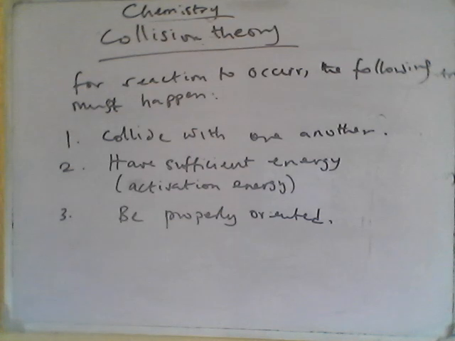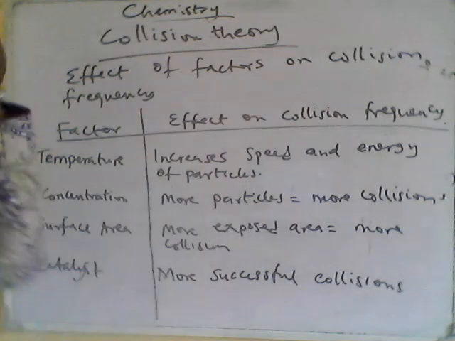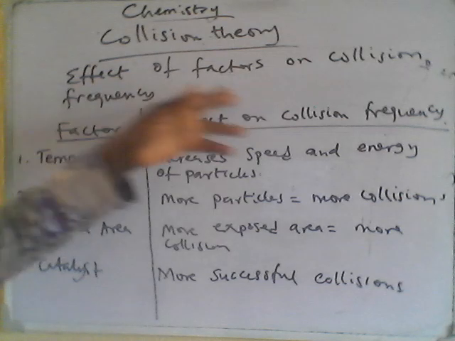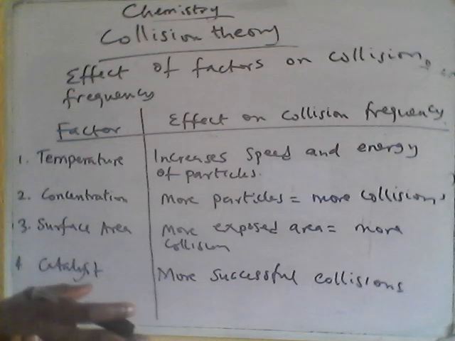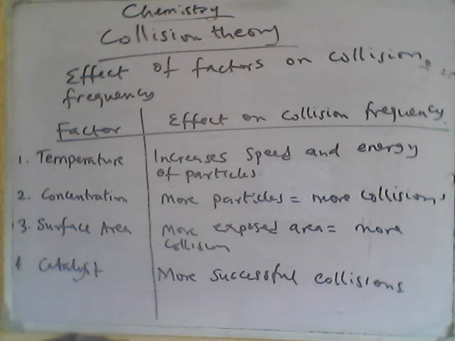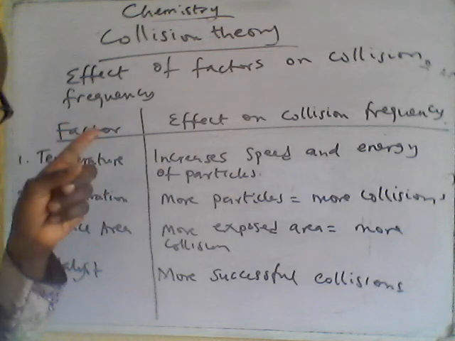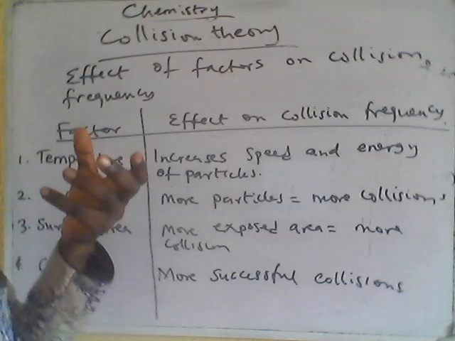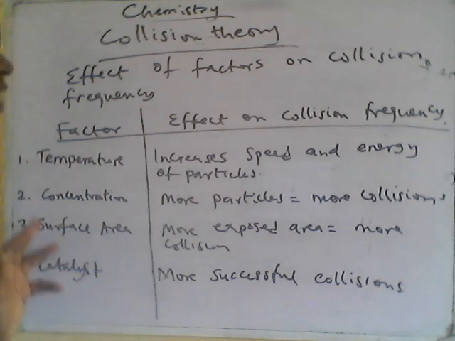Okay, so let me do it this way so that we can understand it. I have on the board this written out so that we can understand what I was trying to say. So we're looking at the effects of factors on collision frequency. Like I said, collision has to happen for reaction to occur, and those factors that increase the rate of chemical reaction are basically aiding collision. So we're going to explain how each factor aids collision.